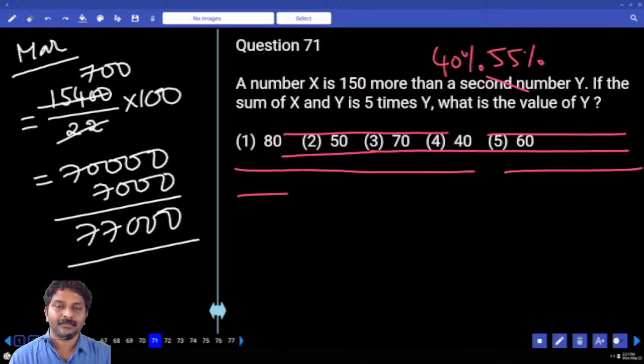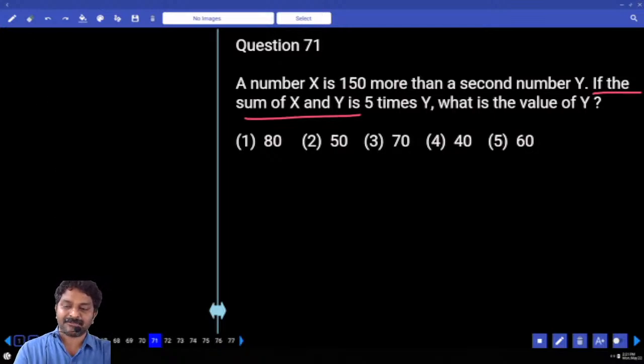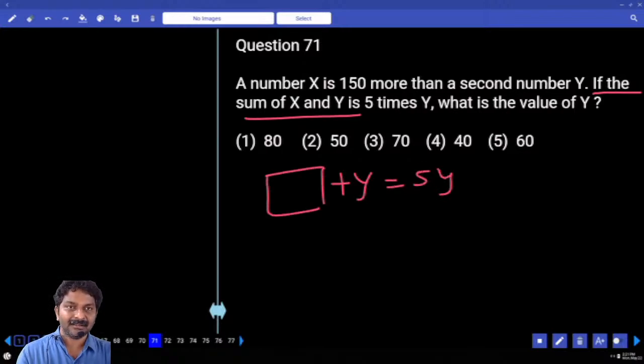Number x is 150 more than the second number. If the sum of x and y is 5 times of y, wait a minute. If the sum of x and y is 5 times of y, x is there, to that we are adding y, so that it is becoming 5y. Then how much should I write here? Come on. That means x is equal to 4y only.